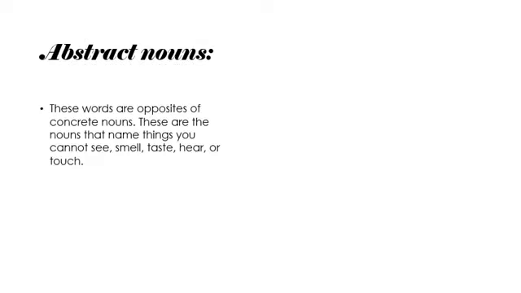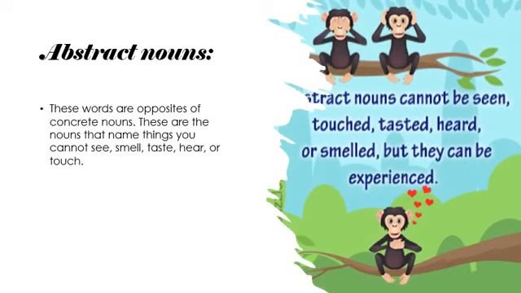These words are opposites of concrete nouns. These are the nouns that name things you cannot see, smell, taste, hear, or touch. Remember, concrete nouns are those nouns which you can experience through your senses, which means abstract nouns are those nouns which you cannot experience through your senses. Abstract nouns cannot be seen, touched, tasted, heard, or smelled. Why? Because they are not physical in nature, but they can be experienced.